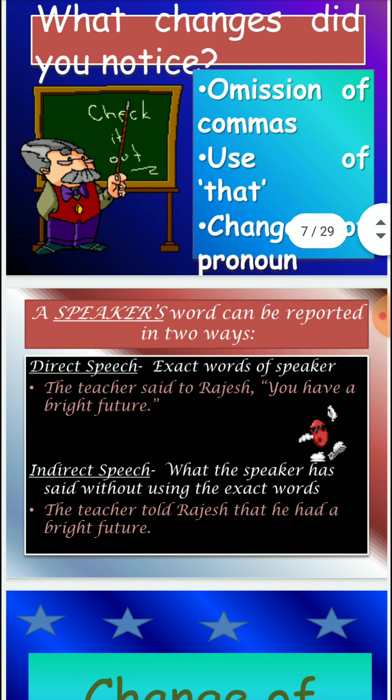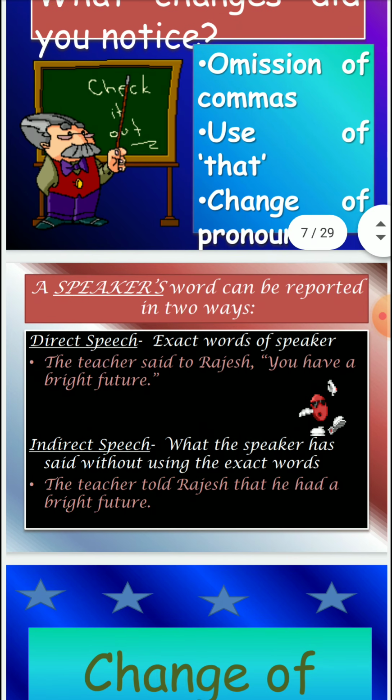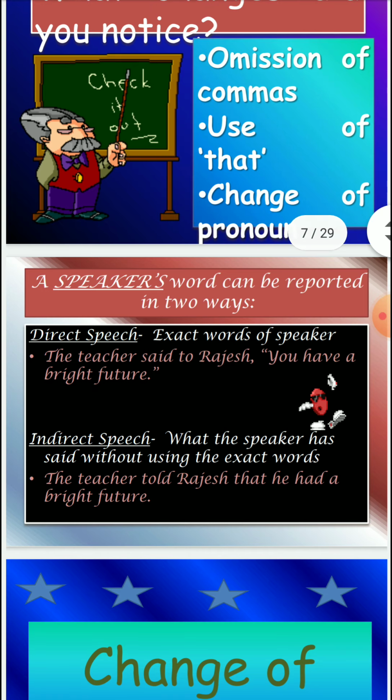So what is direct speech? Direct speech is basically in which we use the exact words of the speaker. For example, the teacher said to Rajesh, "You have a bright future." So "you have a bright future" is written within the double quotes or inverted commas, so we can say that it is direct speech. Whereas indirect speech is when you do not use the exact same words, but you use just a part of that sentence. Same example we'll consider: the teacher told Rajesh that he had a bright future.